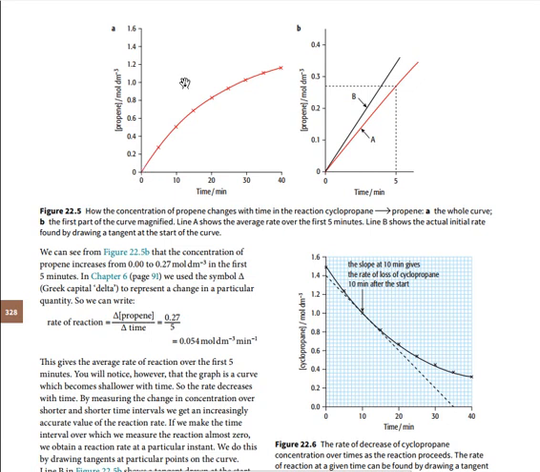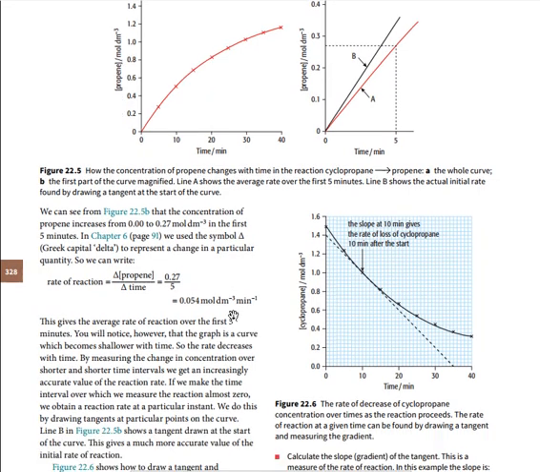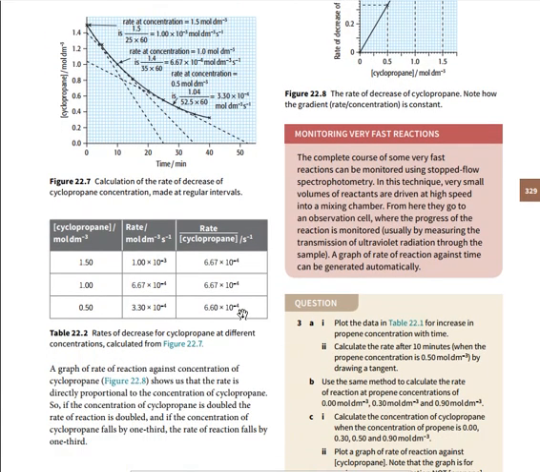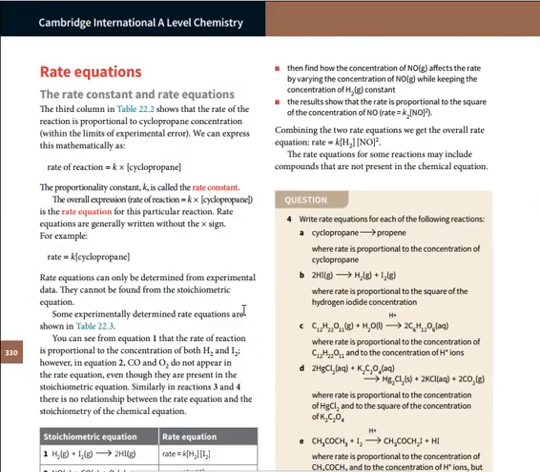You just draw a tangent to this line, then you find the rate at the initial part. You can also have the rate at different points of the reaction, the rate at this point, the rate at this point. In order to find the rate at this point, which is 20 minutes, just draw the tangent to that line, and then you find the gradient of that line. After finding the gradient of that line, you have the rate graphically. Those are the methods to calculate the rate graphically.